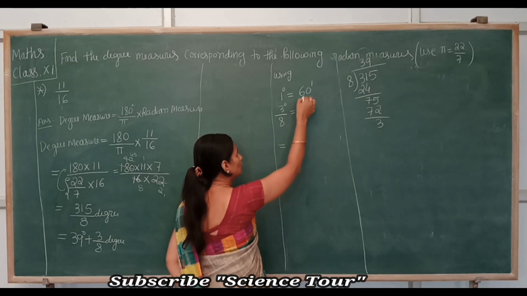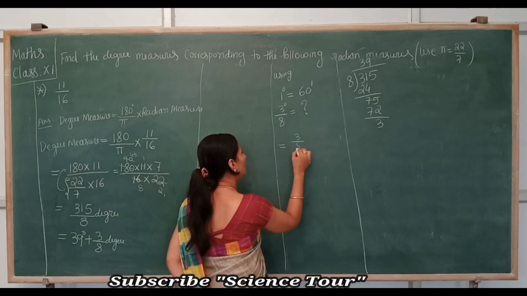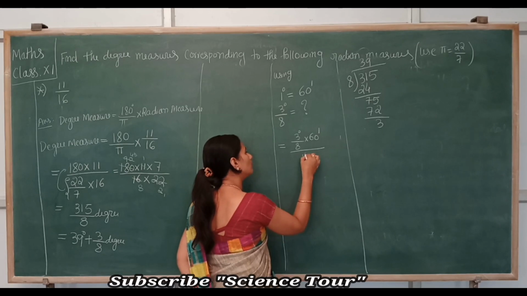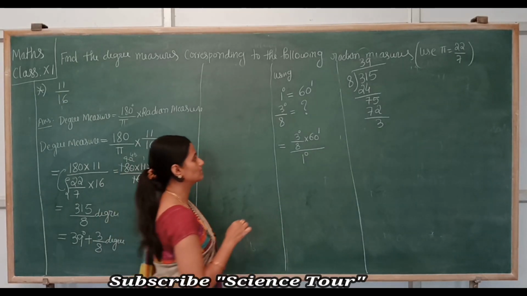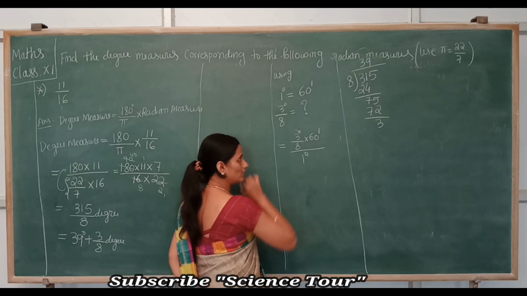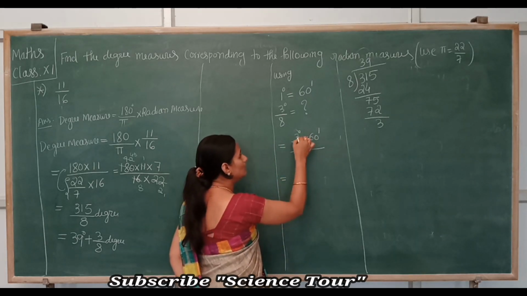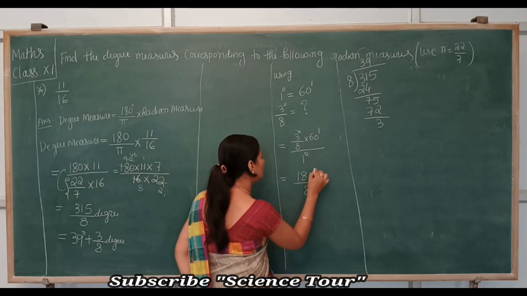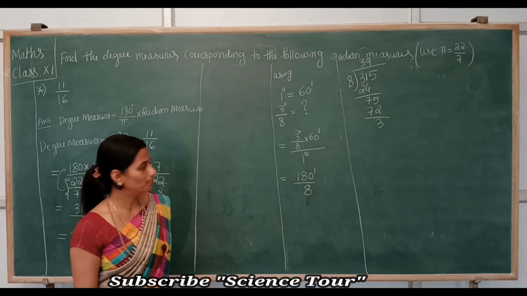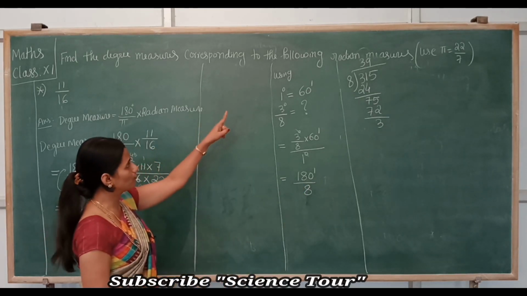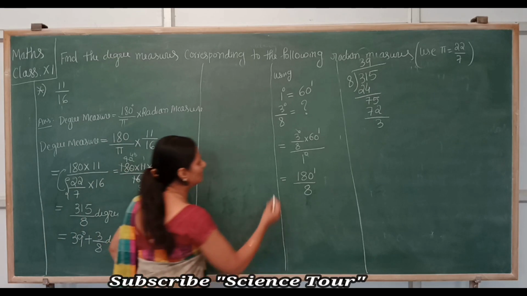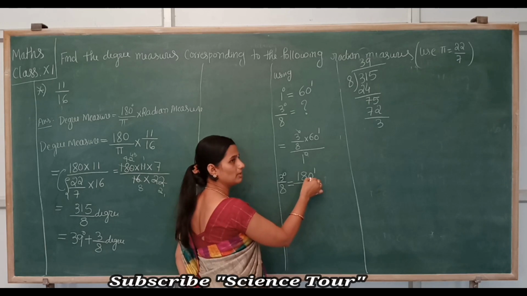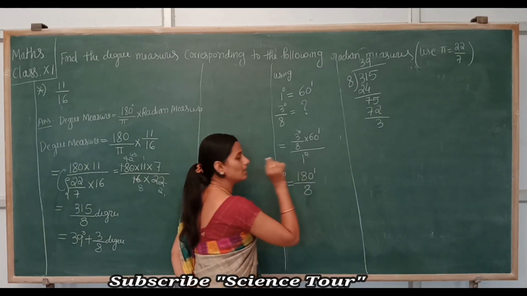So that is equal to 3 by 8 degree into 60 minutes divided by 1 degree. Correct? Yes. So now the degree unit and degree unit cancel. So what is left here? 3 into 60, that is 180 divided by 8 minutes. Therefore 3 by 8 degree is equal to 180 divided by 8 minutes.